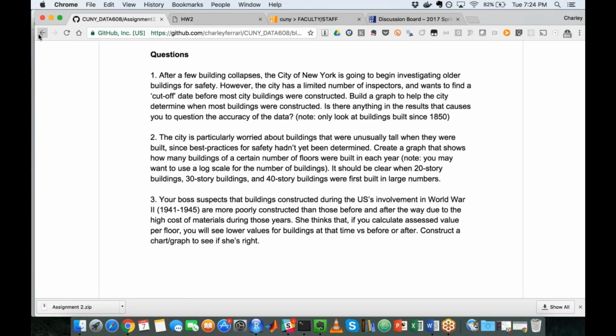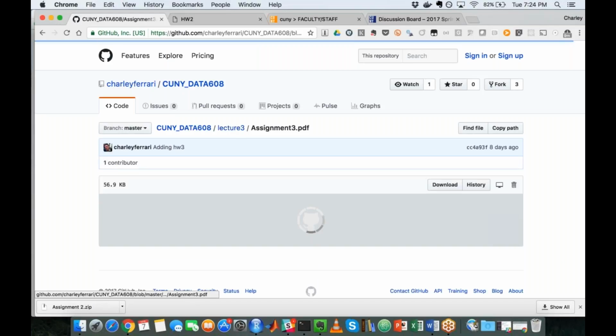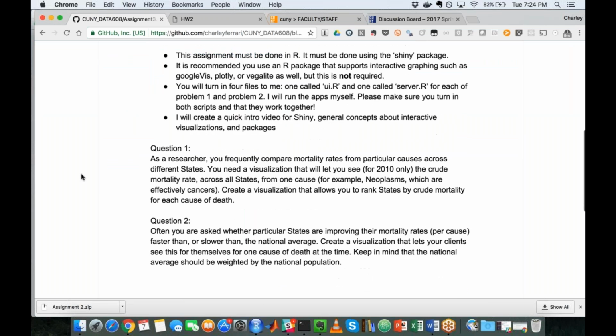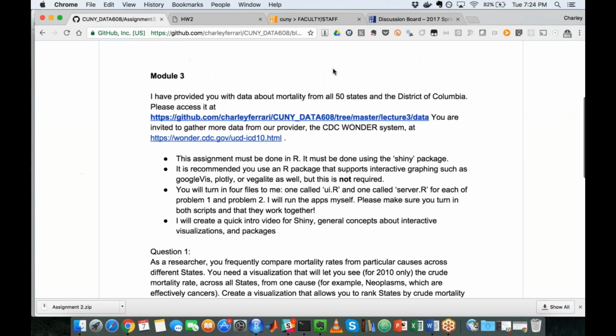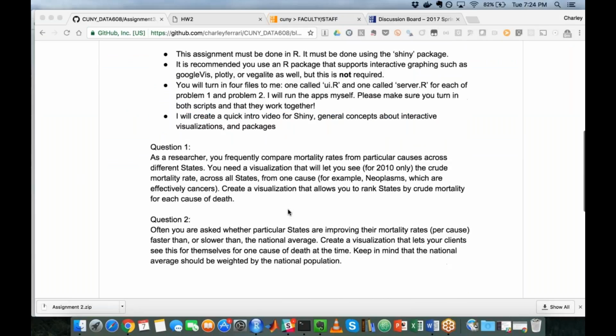So for homework three, we're looking at this mortality rate data coming from the CDC, and it should be fairly straightforward. The trick is just getting this to work within the Shiny framework. Basically, there are two questions, and for each of these two questions, you should essentially build a Shiny app.